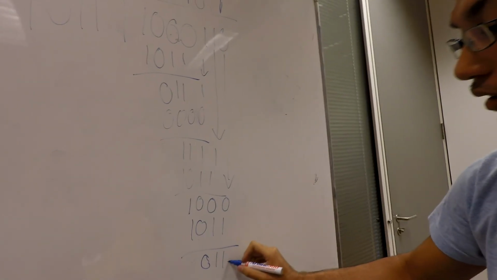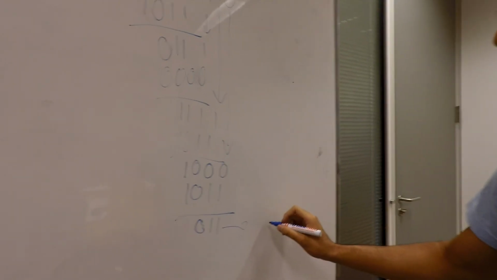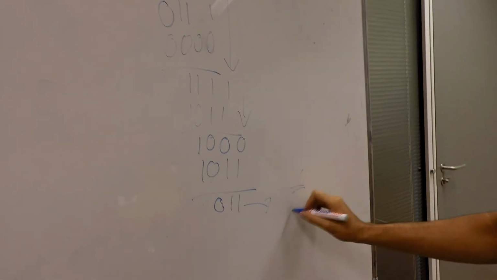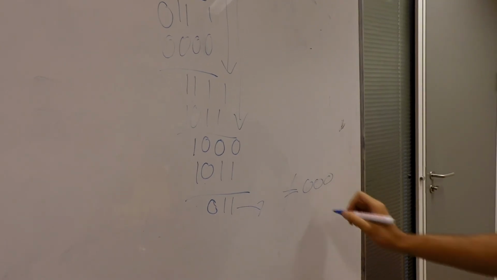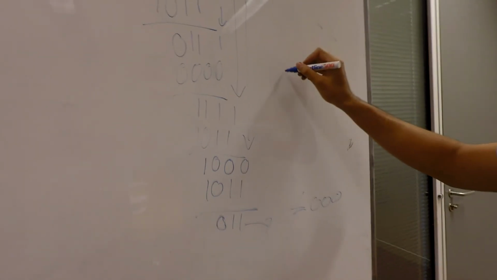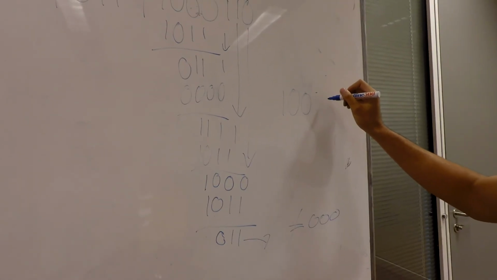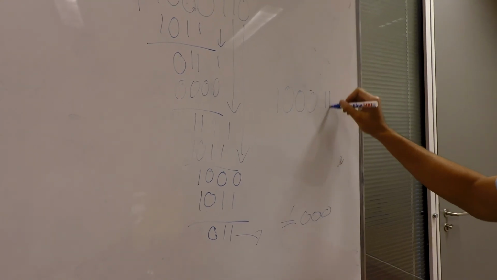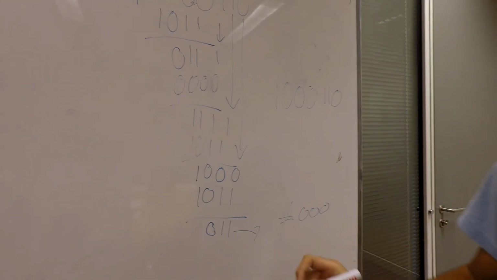If you can see here, the remainder is not 0 0 0. So meaning that the code word 1 0 0 1 1 is not valid here. It's not valid.